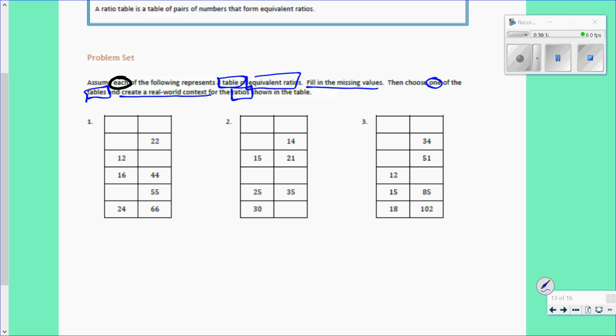So like for every 16 peanuts, there are 44 cashews. I don't care what it is. Make up your own. But use your base value for the story. So whatever you end up with in your first one, that's what we want. I'll give you a hint. You might want to look back at your notes. I may have given you a hint or a few on something to fill in.